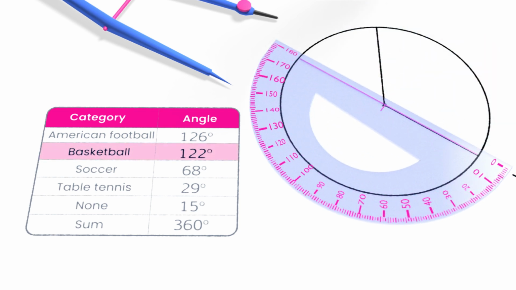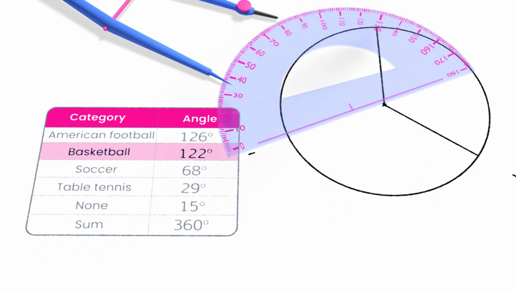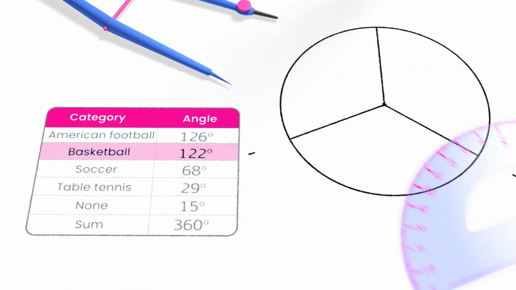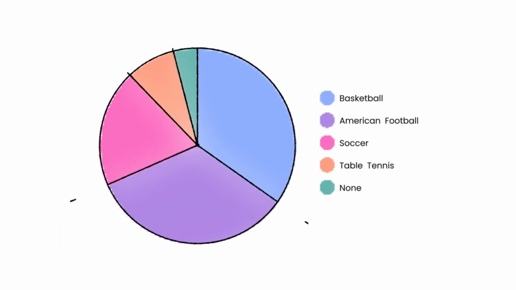Again, place the center of your protractor in the center of the circle. Align the bottom line of the protractor with the last line that you made. Measure 122 degrees and make a mark. Now draw another line the same way as you did before. Continue like this until you've sliced all the pieces in. Finally, you can add colors and a legend to explain what the different slices represent. Congratulations! You've made a pie chart by hand.